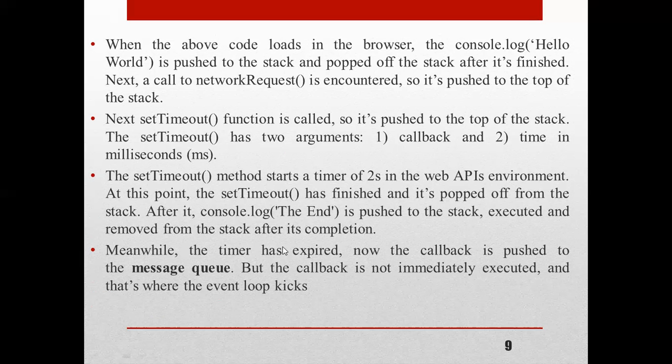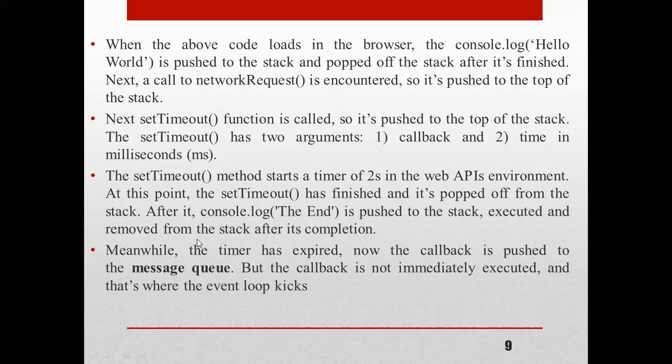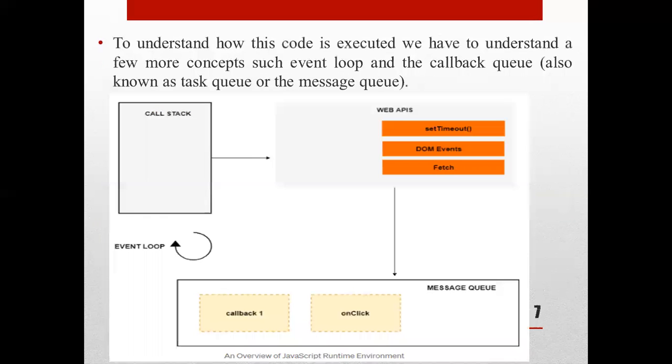After executing all the statements, the callback is pushed into the message queue, but it is not immediately executed, and that is where the event loop kicks in. After executing all the statements in the call stack, and after the call stack is empty, the callback is in the message queue. That's why the event loop is here.